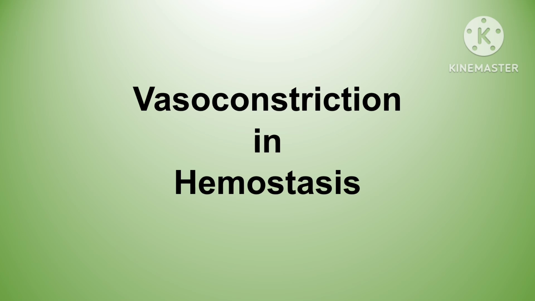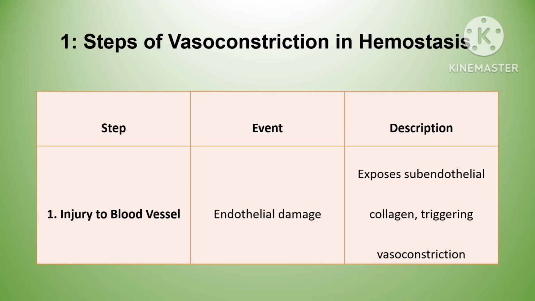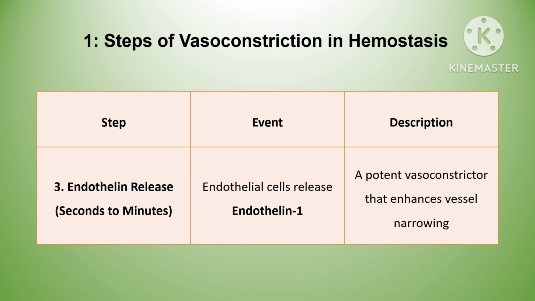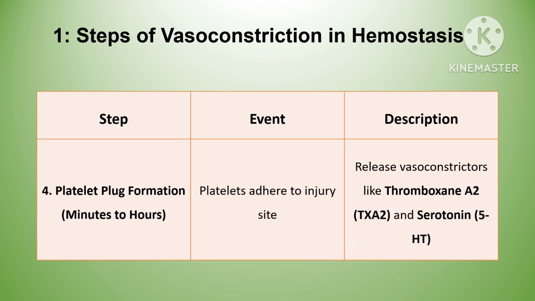The immediate response to blood vessel injury is the neural reflexes. They are immediately activated. The sympathetic nervous system sends signals to constrict the vessel, minimizing blood flow to the injured area. Within seconds, endothelial cells release endothelin 1. This is the body's most potent vasoconstrictor, and it binds to special receptors on the vascular smooth muscles, making the vessel contract further. Platelets come into action. As they adhere to the damaged area, they release thromboxane A2 and serotonin, two key molecules that further tighten the vessel and enhance clot formation.